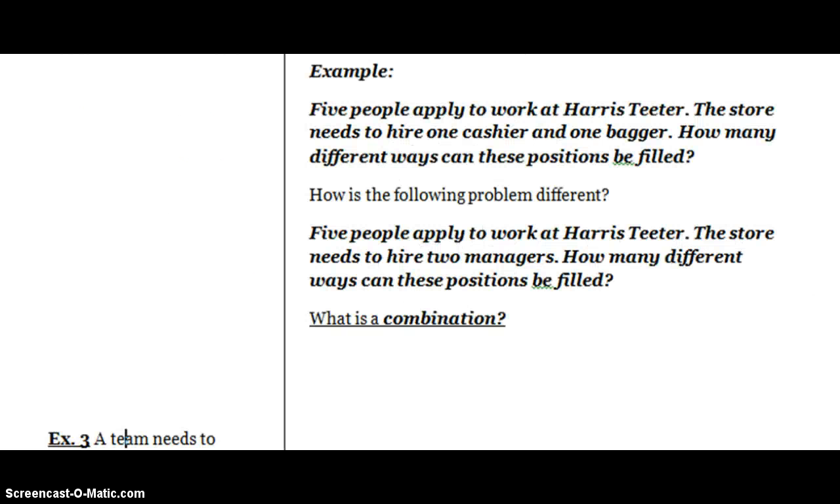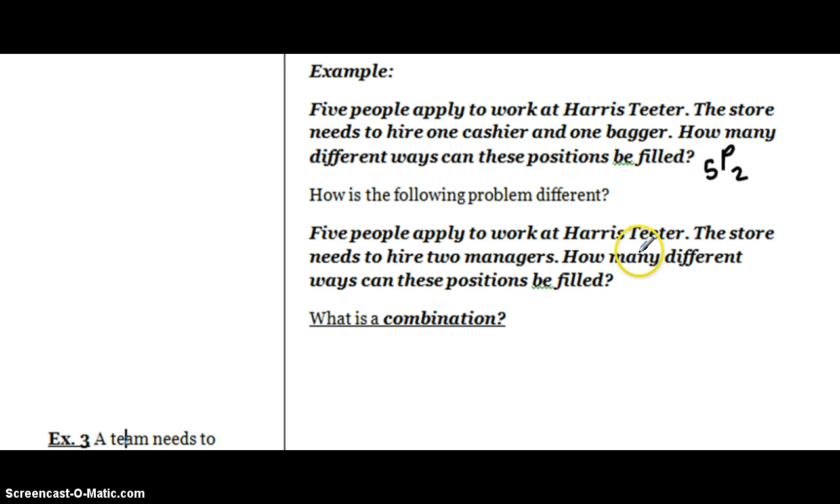Now, if you look at these two examples, where we have 5 people applying to work at Harris Teeter, the store needs to hire 1 cashier and 1 bagger. How many different ways can these positions be filled? Now, in this case, the order matters. The cashier and bagger, they're going to be paid differently. They have different jobs. So here, the order would matter. This would be a permutation. And we would have 5P2 because the order would matter.